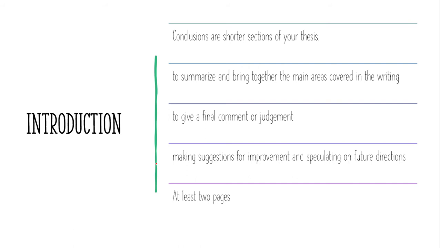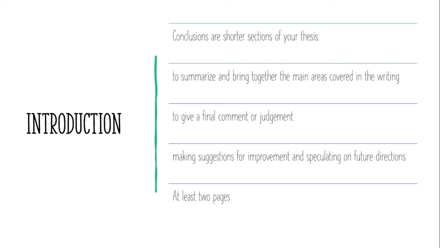There are two purposes for these conclusions. First is to summarize and bring together the main areas covered in the writing. In the writing, you have chapter 1 on introduction. You have discussed the objective, the scope, and the problem. That is the important part of chapter 1, and you need to summarize it.